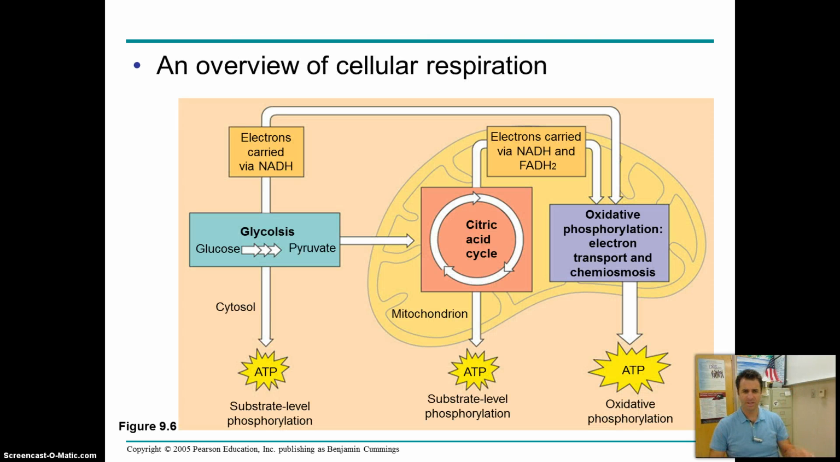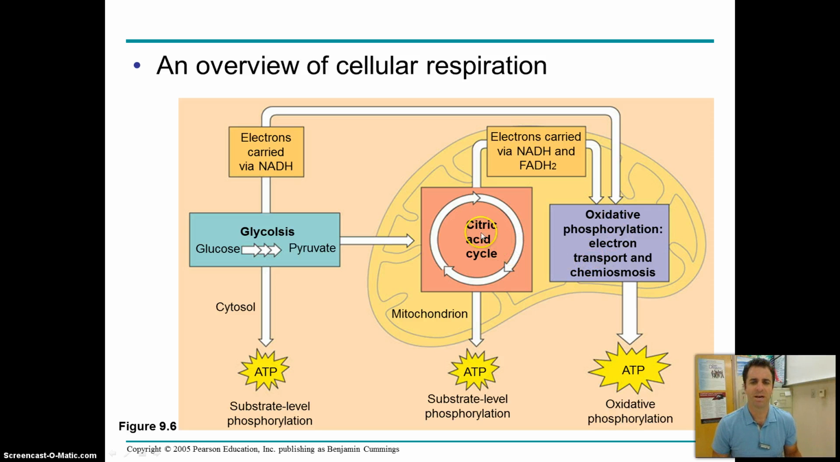So here's the big picture. Glycolysis occurs in the cytoplasm. You can see that occurring here. Here's the mitochondria, this yellow bean-shaped structure. Glucose gets broken down into pyruvate. We make a little bit of ATP by substrate level phosphorylation, which we'll explain shortly. You also make some NADH, whose electrons are carried over to oxidative phosphorylation land for the electron transport chain.